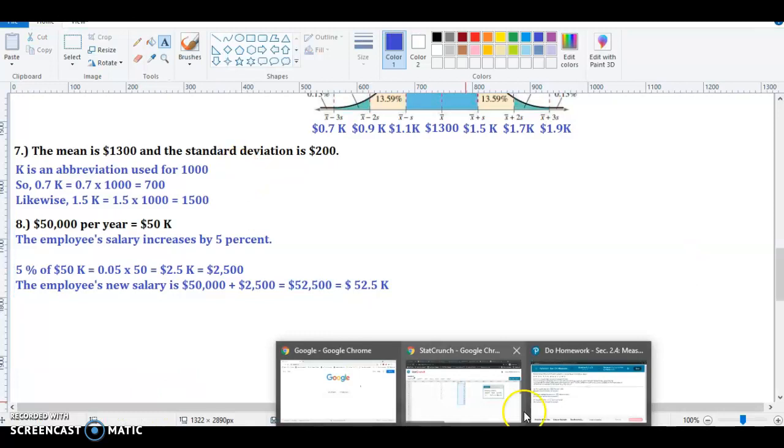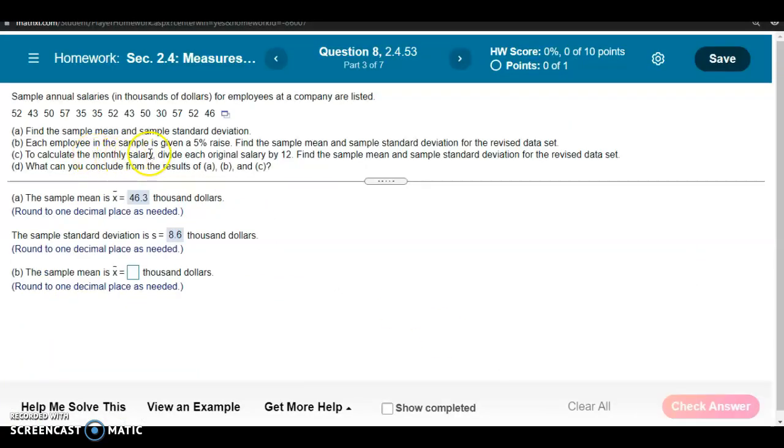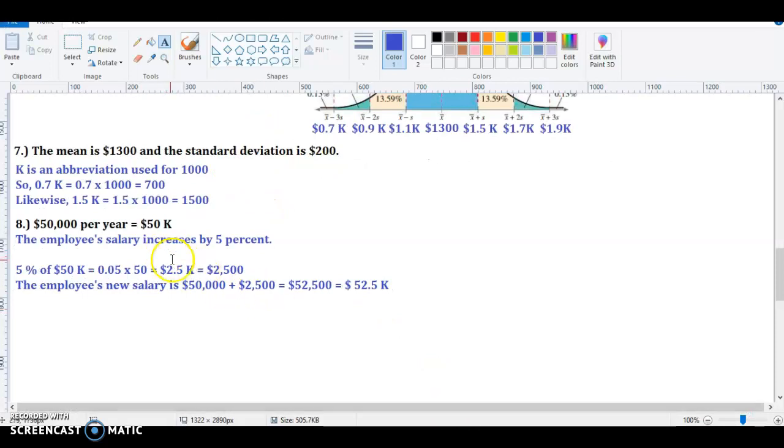So going back to the question, it says each employee in the sample is given a 5% raise, and we want to find the sample mean and sample standard deviation for the revised data set. So what we want to do is calculate the new salary for each employee. You can see that's a lot of work, even for this fairly small data set. Before we do that in StatCrunch, I showed you how to calculate a 5% increase in an employee's salary if they make $50,000 per year, and it ended up being 52,500.